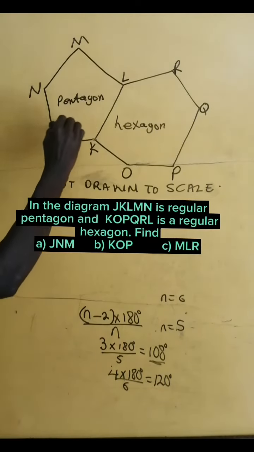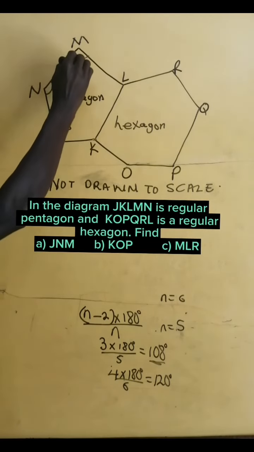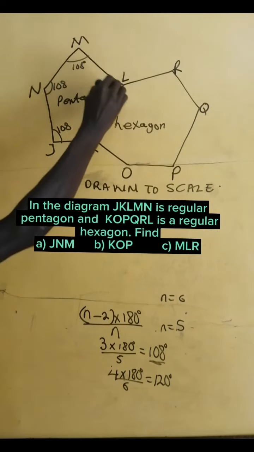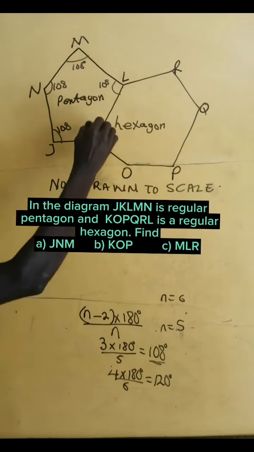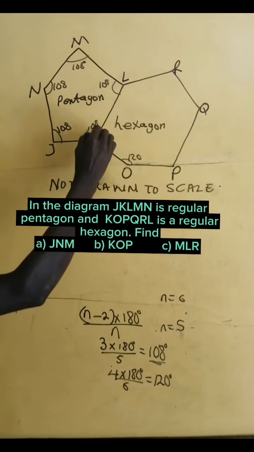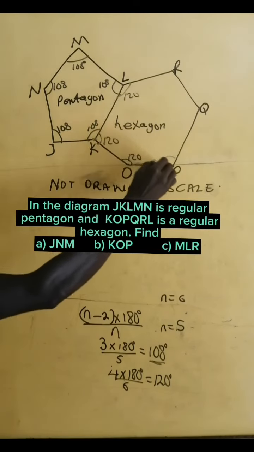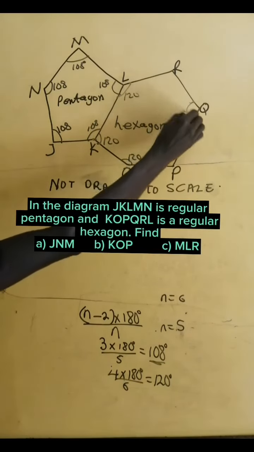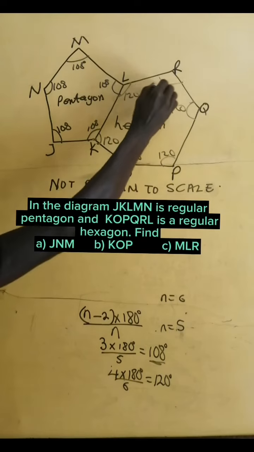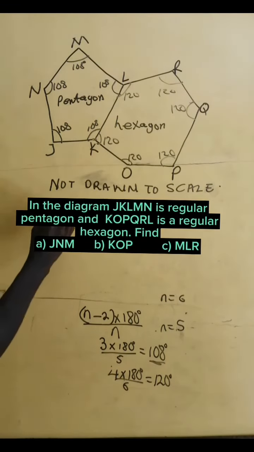So here, the angle is 108, the angle here is 108, and so on for all five. That is, each of the interior angles of a regular pentagon is 108. And if you take the hexagon, each of the interior angles is 120 degrees. That is very nice. Now the question is almost solved.